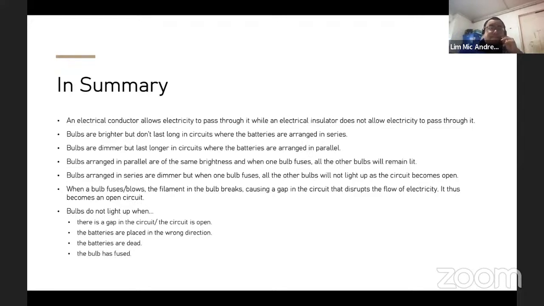Next up, when a bulb fuses or blows, the filament of the bulb breaks, causing a gap. So if a wire has any break or gap, the current cannot pass through and hence it's an open circuit. Whatever you connect to that does not light up. So bulbs don't light up when there is a gap in a circuit or a circuit is open, batteries are placed in the wrong direction, or batteries are dead or bulbs are fused.